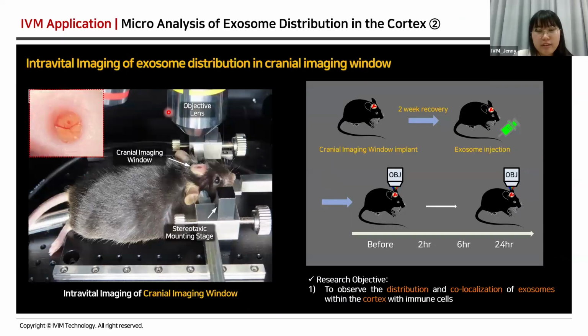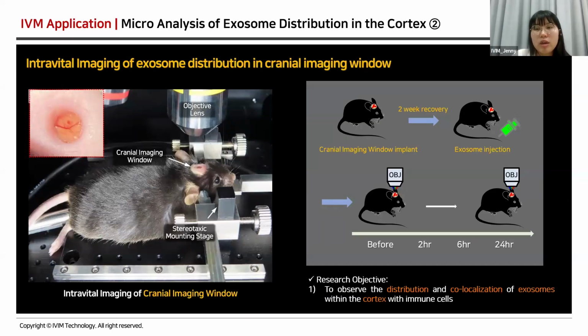And in the following experiment, which is somewhat similar to the previous one I just showed you, it also aims to capture the dynamic distribution of exosomes in the cortex. This time, however, we wanted to see if the injected exosomes had the potential to break through the blood-brain barrier and disperse into deeper areas of the brain.